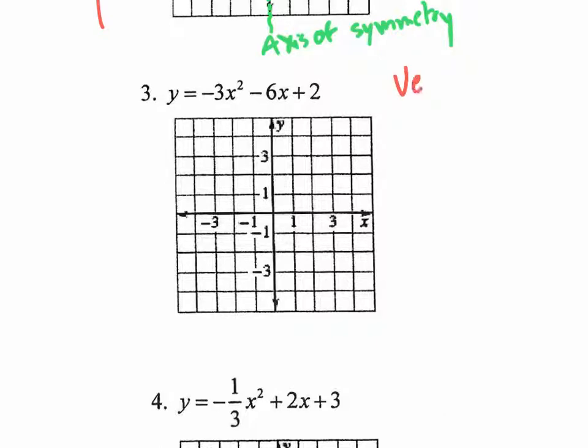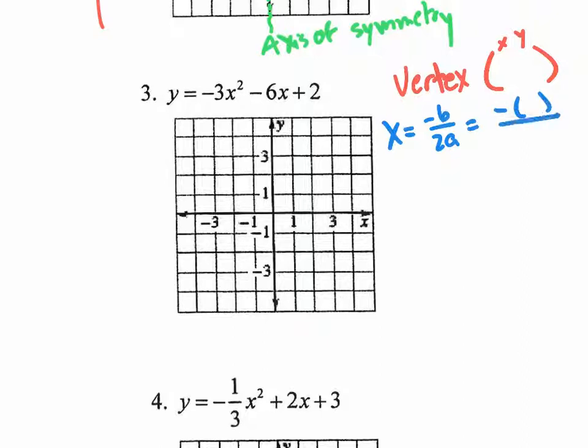So again, the vertex is a coordinate, an x value and a y value, and the vertex formula is x equals negative b over 2 times a, and we use parentheses instead of the b and the a when we plug in values.